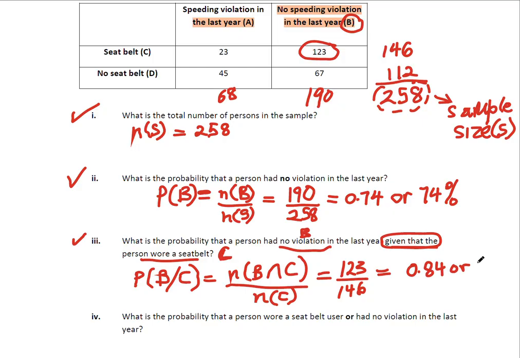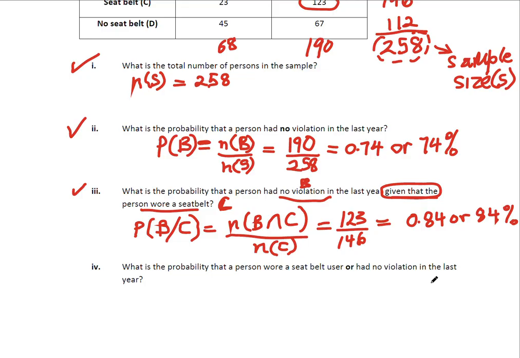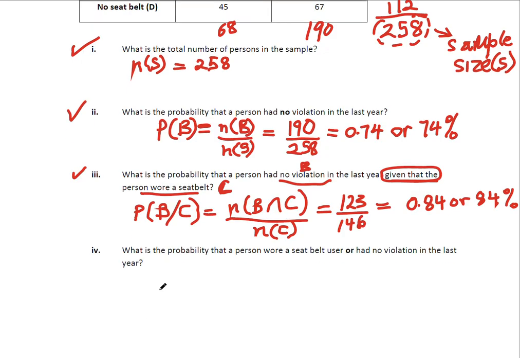So this is 0.84 or 84%, which means that there's an 84% chance that a person had no violation last year, given that the person wore a seatbelt. In other words, on the condition that a person wore a seatbelt, what is the probability that they had no speeding violations last year? And that is 84% as calculated here. That takes care of that. And on to the last problem in this illustration.